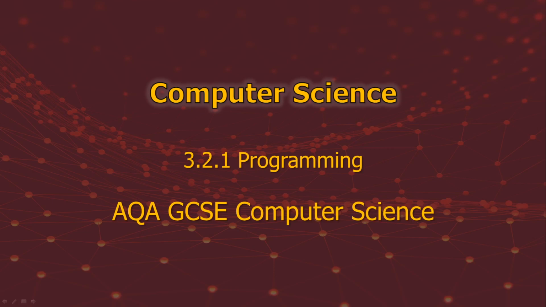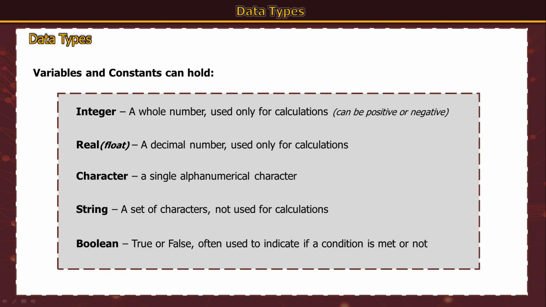Welcome to my video. In this video we're going to learn about data types for programming in AQA's GCSE in computer science. The data types you'll need to know are integer, real, which is more commonly known as float, character, string and boolean. An integer is a whole number used only for calculations and can be either a positive or negative value.